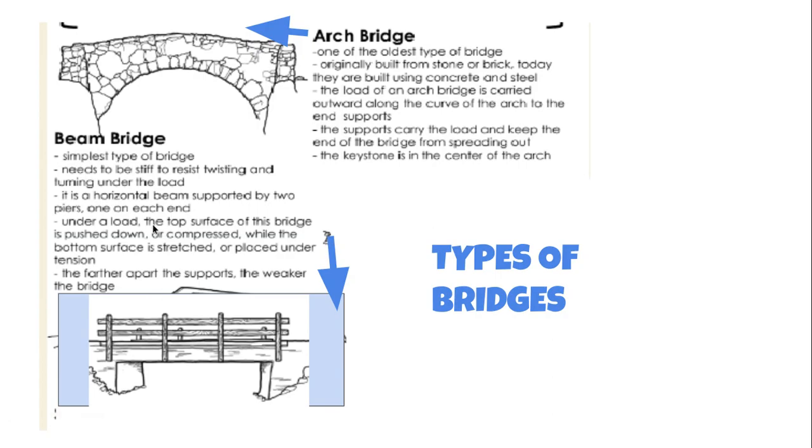A beam bridge is the simplest type of bridge. It needs to be stiff to resist twisting and turning under a load. Its horizontal beams are supported by two piers at the end. And under the load, the top surface of this bridge is pushed down or compressed, while the bottom surface is stretched and placed under tension. And the farther apart these supports are, the weaker the bridge.